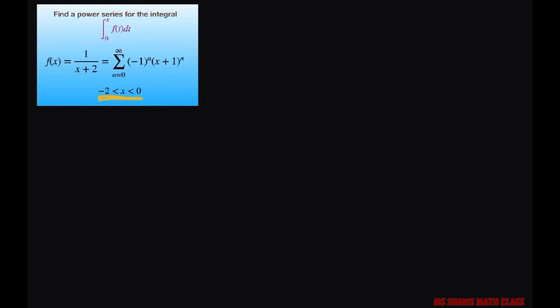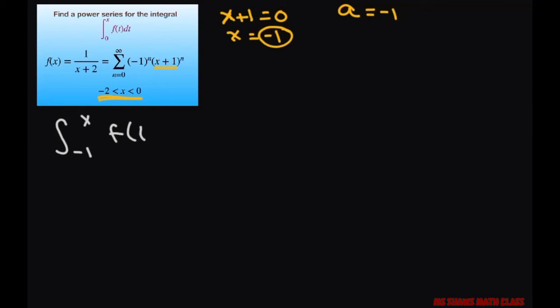The power series is centered at, we look at this piece, x plus 1, and set this to 0. And we get x equals -1. So that means our power series is centered at -1, and we're going to let that a equal -1. Therefore, we need to find the power series for the integral from -1 to x of f(t) dt.